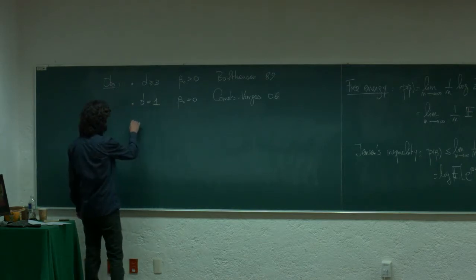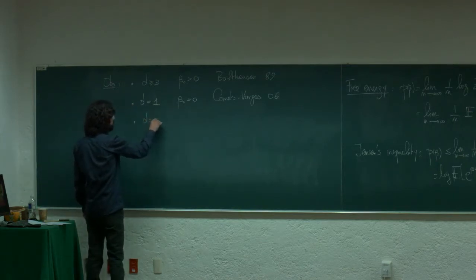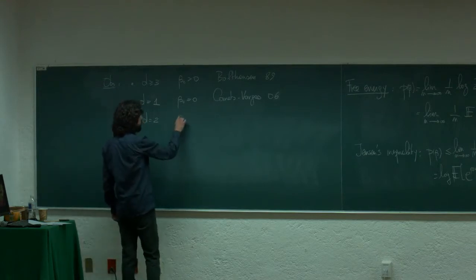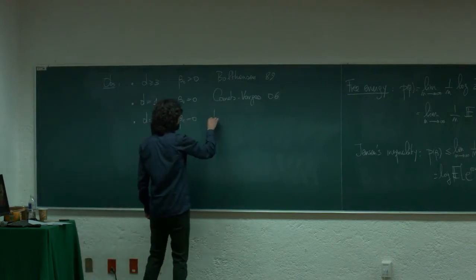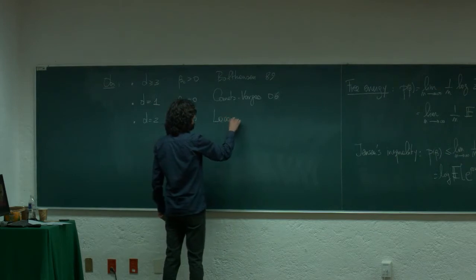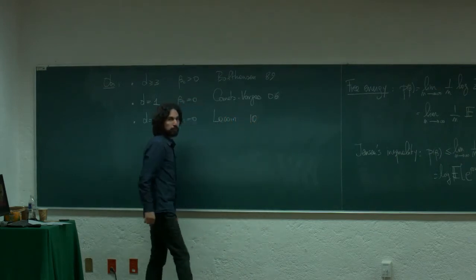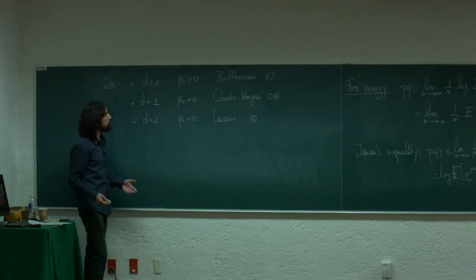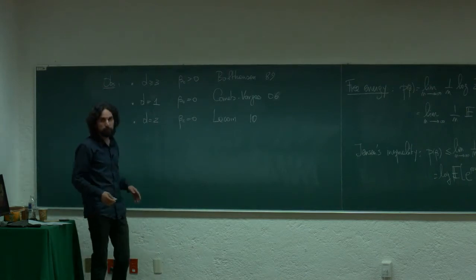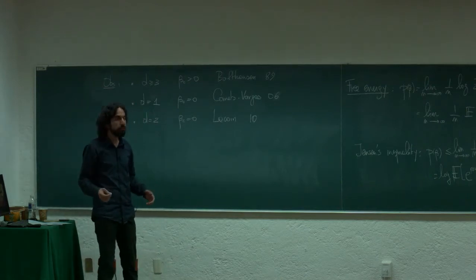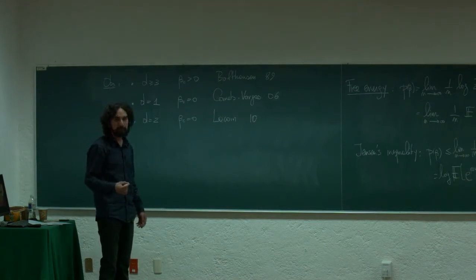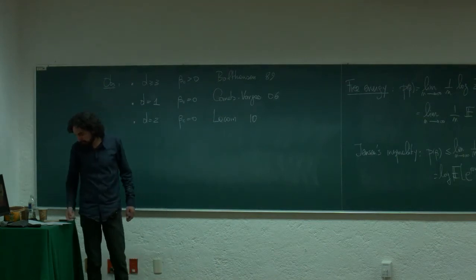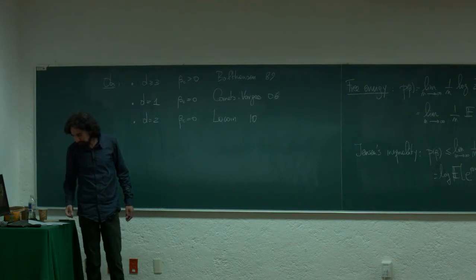And then the case d equal 2 was elucidated by Lacoin in 2010. And that's basically all we know. So for instance, there is no clue on what would be the exact value of beta critical in dimension bigger or equal to 3.